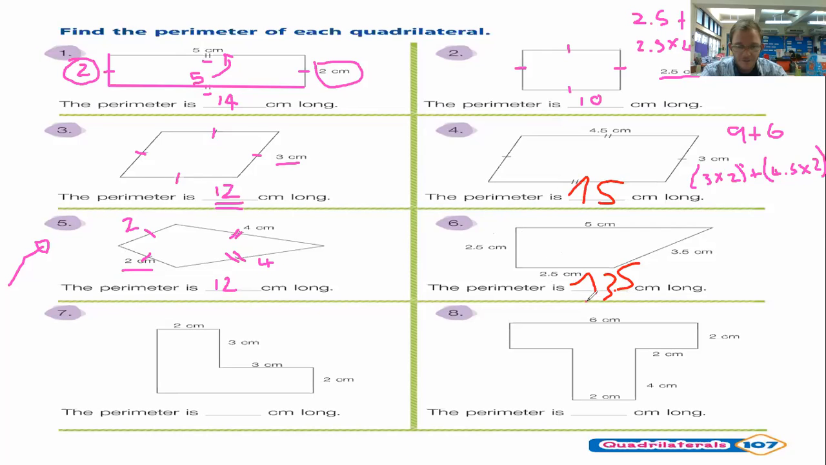The one over here, number 6. Who can tell me, is Tantan's answer correct? 13.5. Who can tell me? We have 1, 2, 3, 4 sides. What do we do? We add them all together with a big plus. So 2.5 plus 2.5 equals 5. 5 plus 5 equals 10. 10 plus 3.5 equals 13.5. So Tantan's answer is 100% correct. Okay.